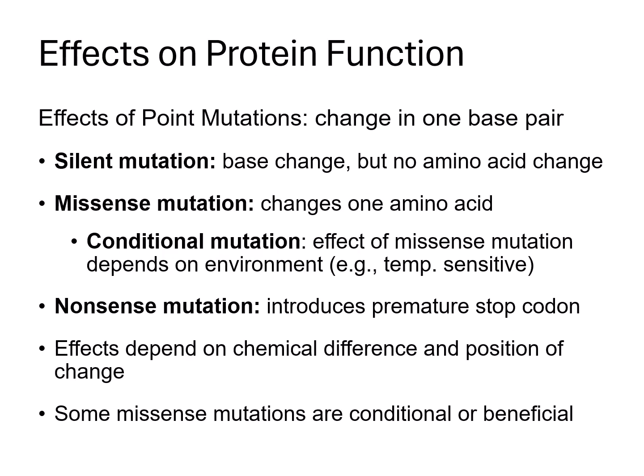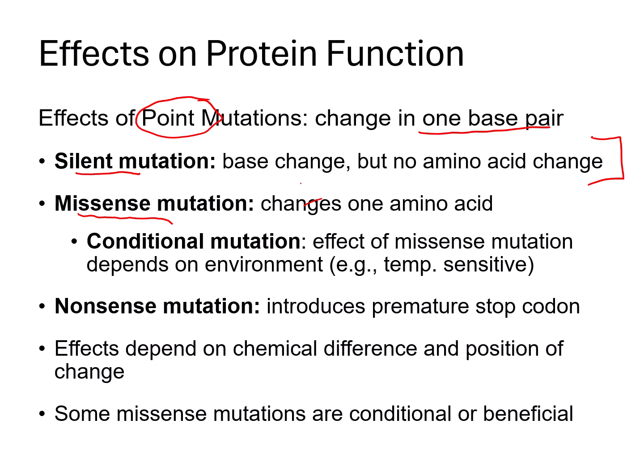So let's look at how these mutations affect protein function. All of these are point mutations where there is a change in one base pair. In silent mutations, there's a base change, but the same amino acid is still formed. There's no functional change. In a missense mutation, one amino acid is replaced by another. Sometimes this is harmless if the amino acids are very similar, but if the new amino acid is chemically different, it can change protein folding or function.